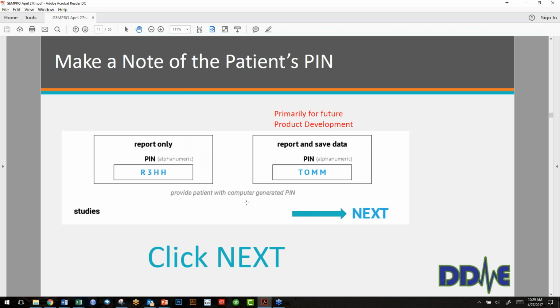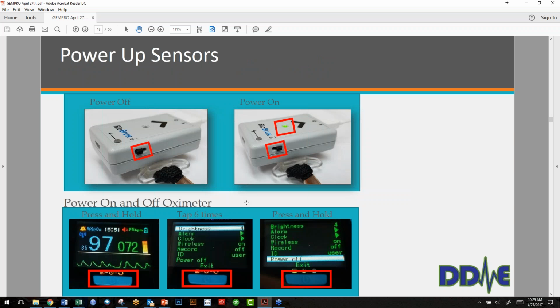This slide here is just reiterating what I said earlier, that we're using the report only PIN and not the report and save data PIN, okay? So when you click next, at this point we're going to turn on the amplifier and the oximeter. Remember on the screen I told you to click next.